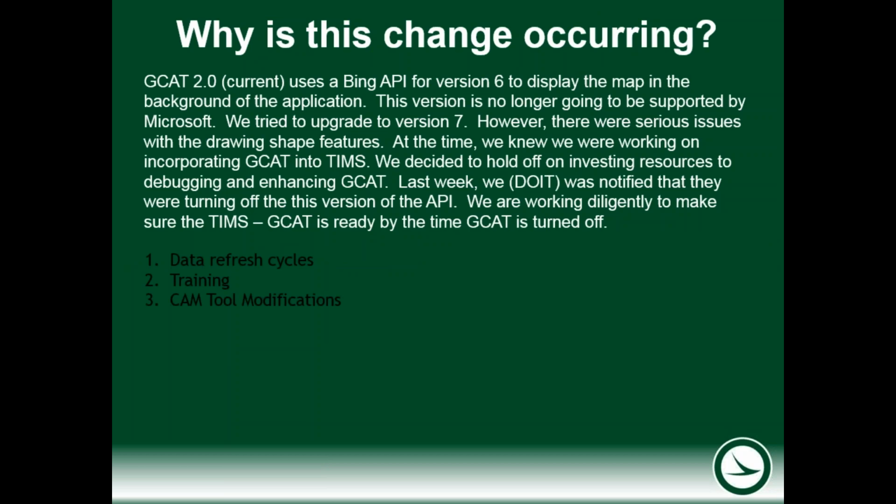I just touched on why this change is occurring. The map that we were using in the old GCAT was version 6, and basically Microsoft's not supporting that anymore. Last year we tried to upgrade the map to version 7, and we had a lot of issues with the way shapes were drawn and things like that. So we held off and we actually stayed with version 6 last year. But then we were informed that Microsoft's no longer supporting version 6.